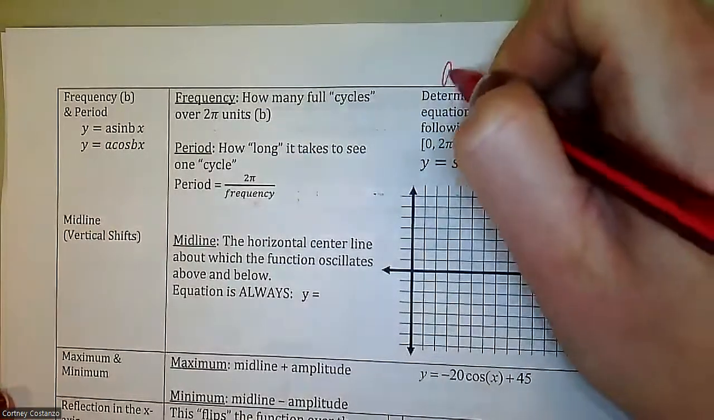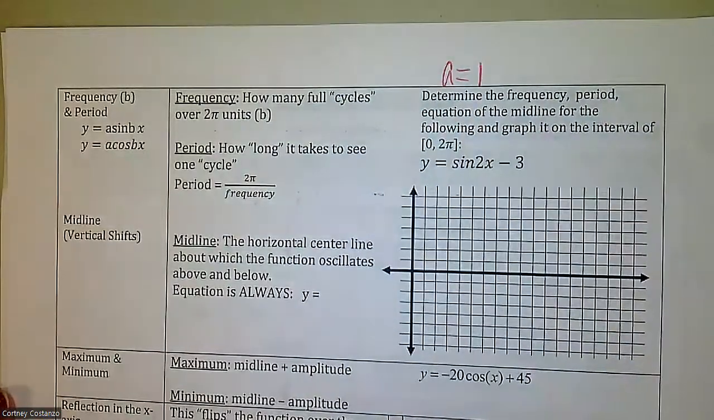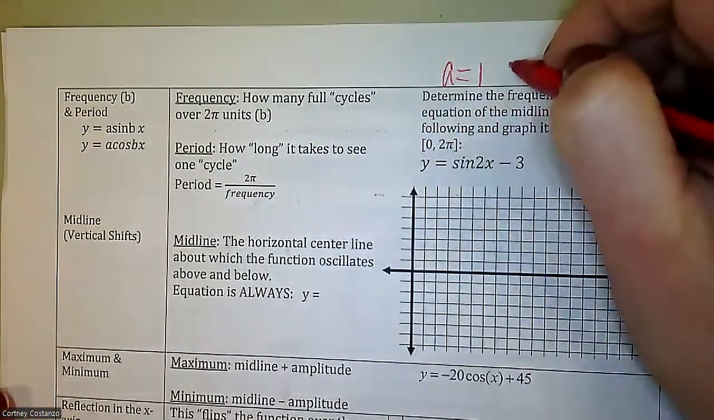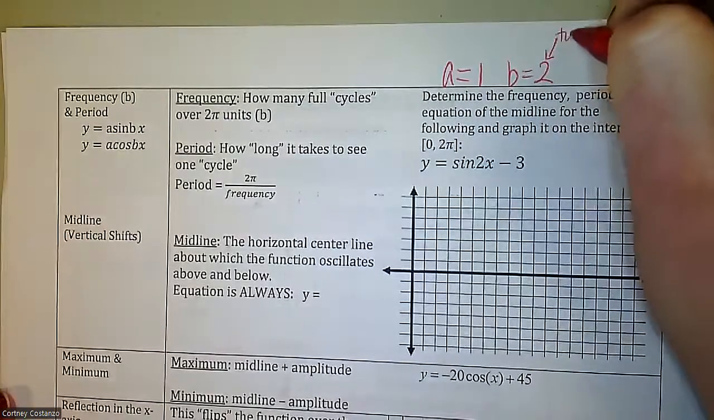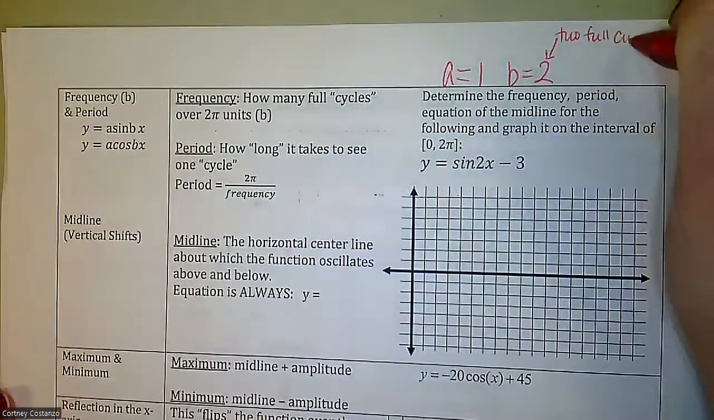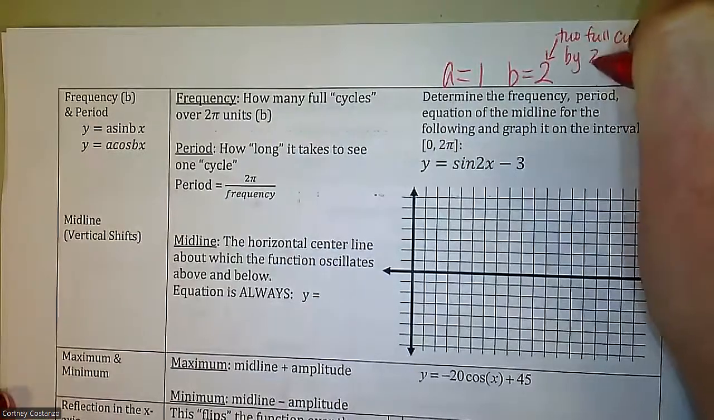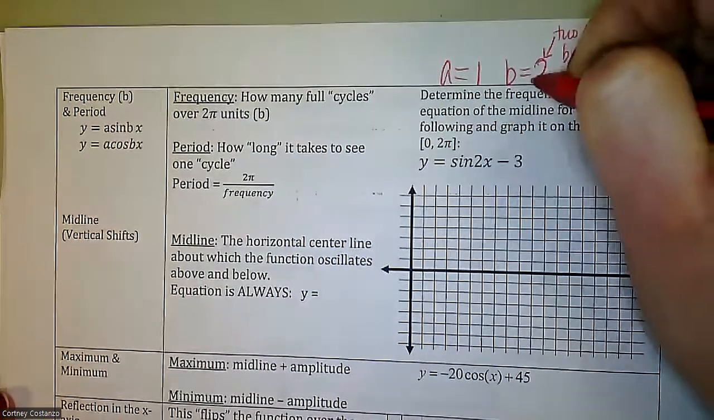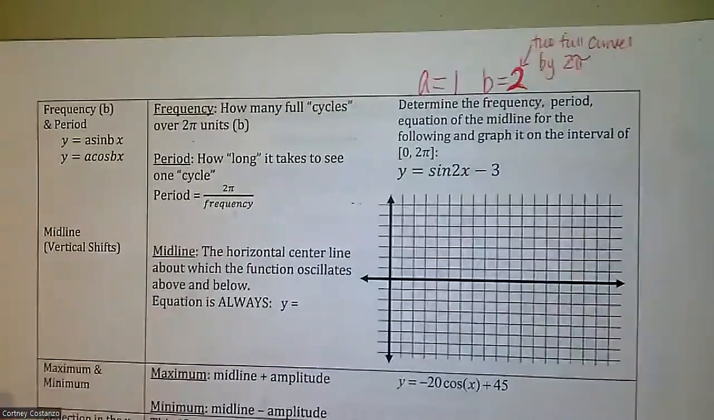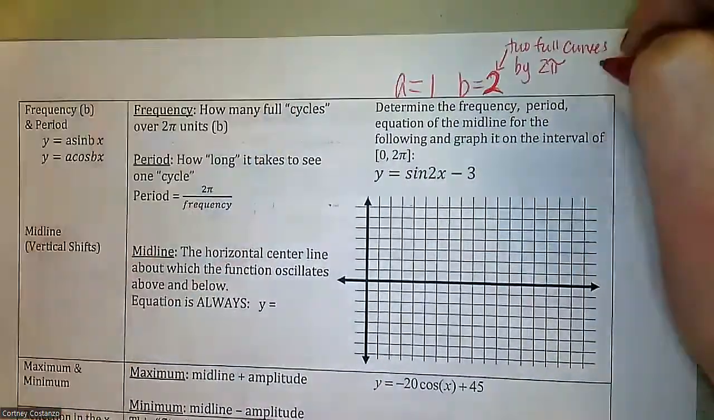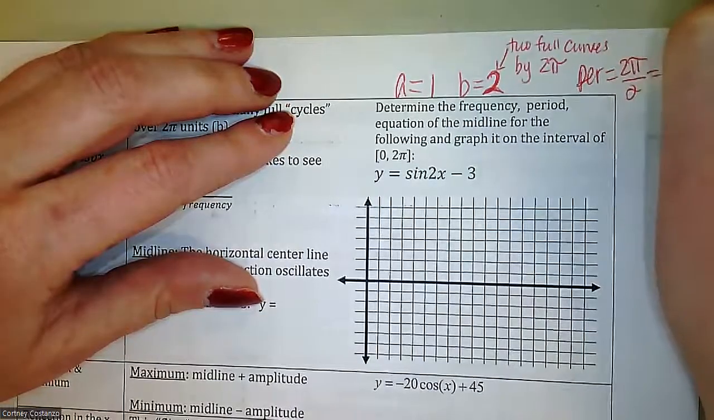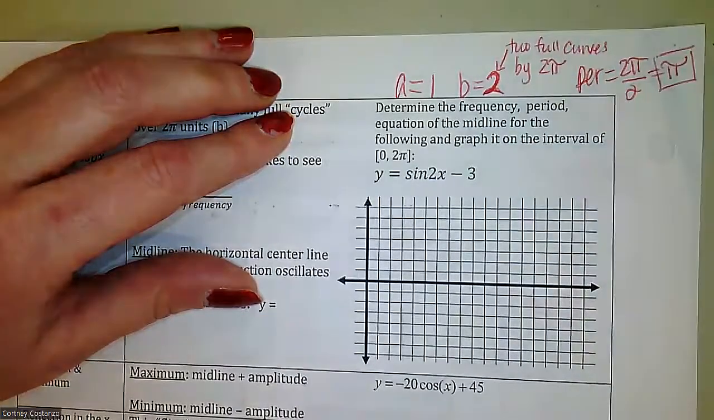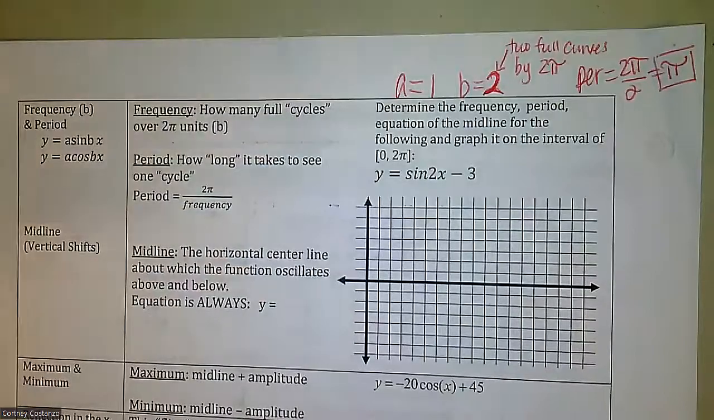So I'm going to start off with amplitude. We're going to have an amplitude of 1. 2 is our frequency, which means I should see 2 full curves by 2 pi. That's what this 2 is telling me. And then if I use that 2, the period is 2 pi over 2, which means by the time I get to pi, I should see 1 cycle.